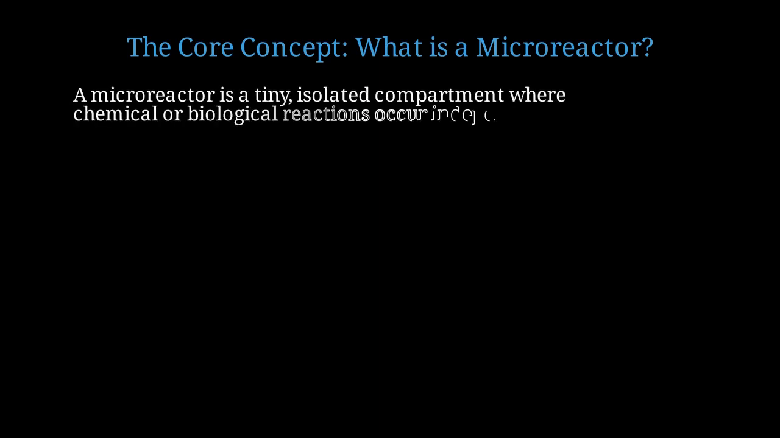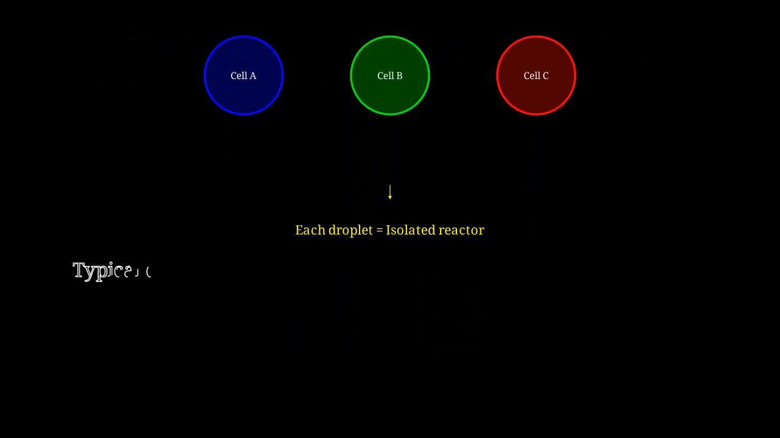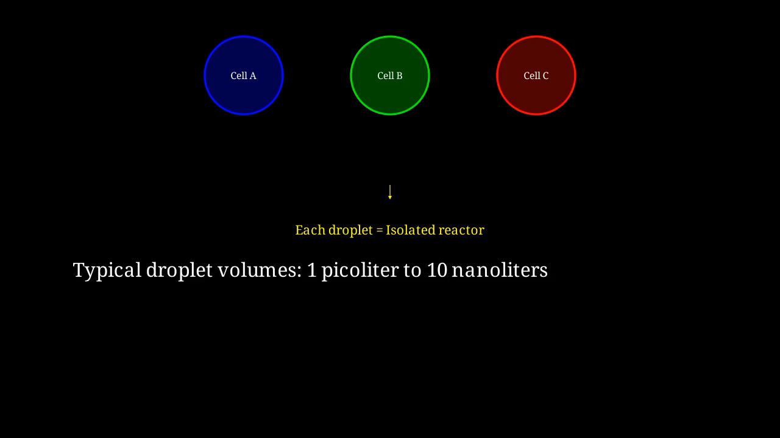A microreactor is essentially a tiny, isolated compartment where chemical or biological reactions can occur completely independently from neighboring droplets. Think of it like this. Imagine you have 3 different chemical reactions you want to run. In traditional lab settings, you'd need 3 separate test tubes. In droplet microfluidics, each droplet acts as its own test tube, but at the picoliter to nanoliter scale. Typical droplet volumes range from 1 picoliter, that's 10 to the minus 12 liters, up to about 10 nanoliters, which is 10 to the minus 8 liters.